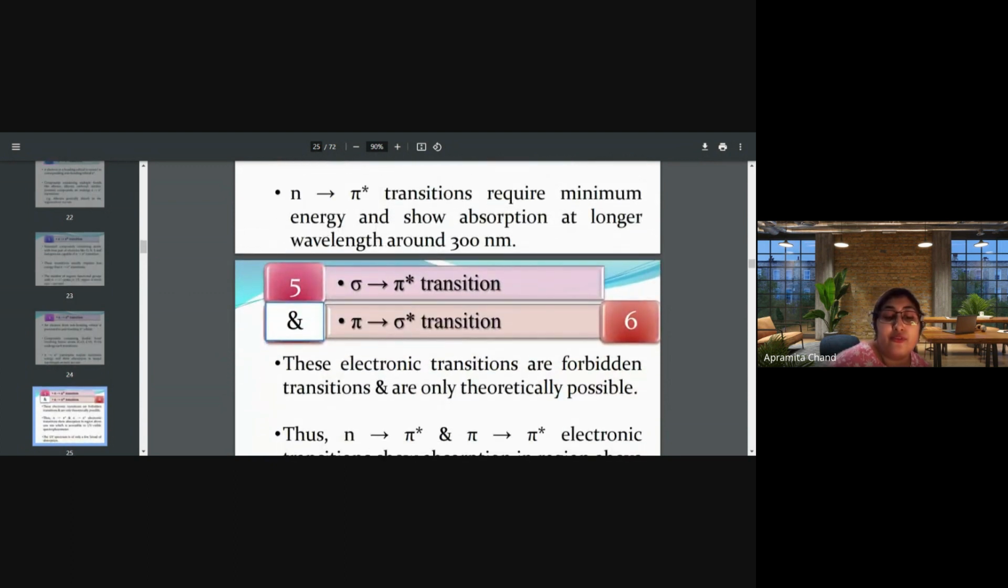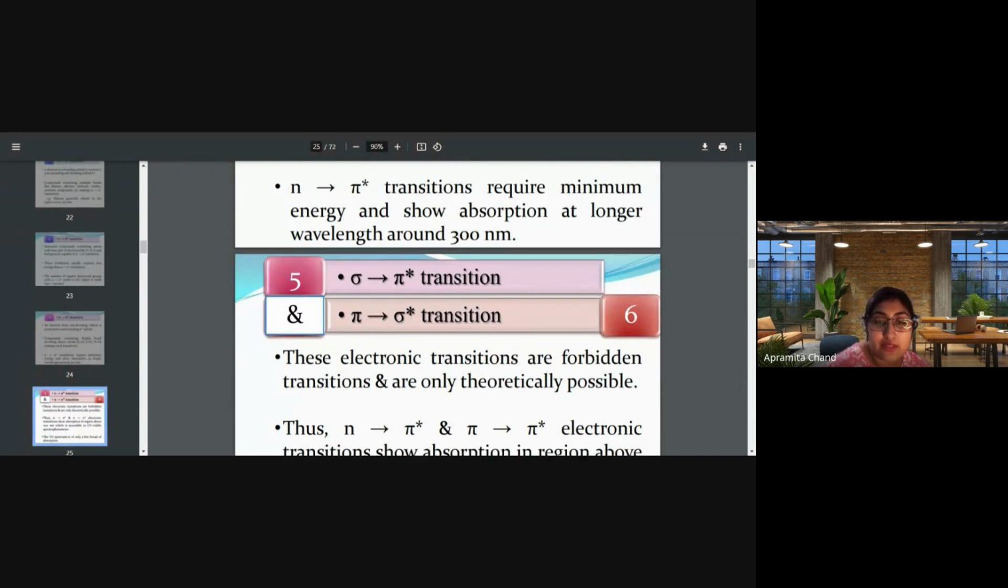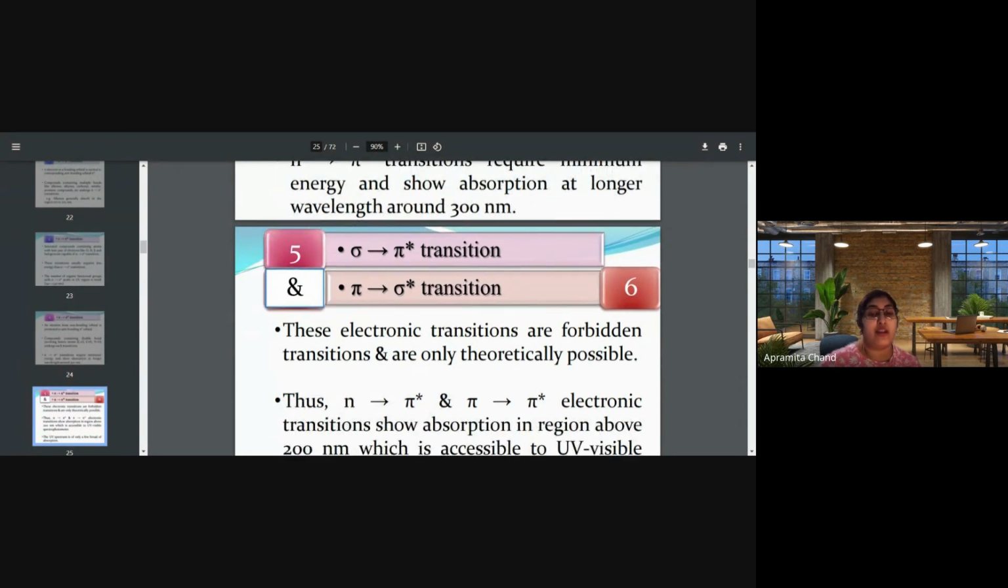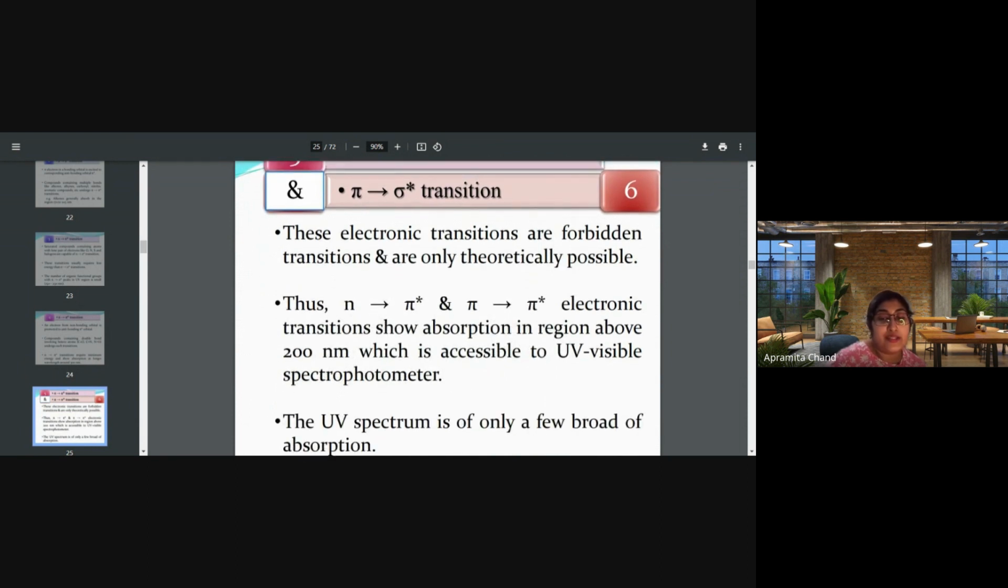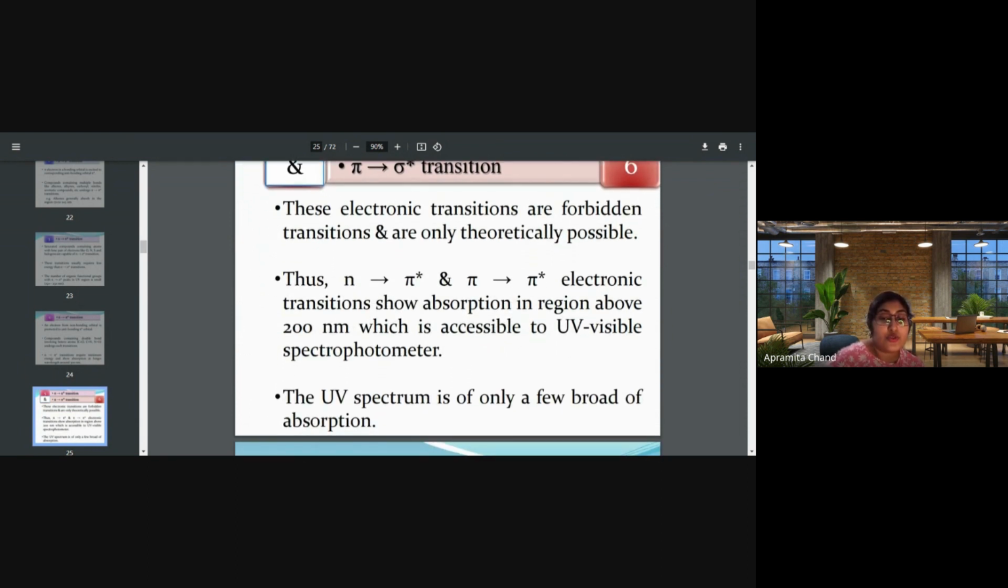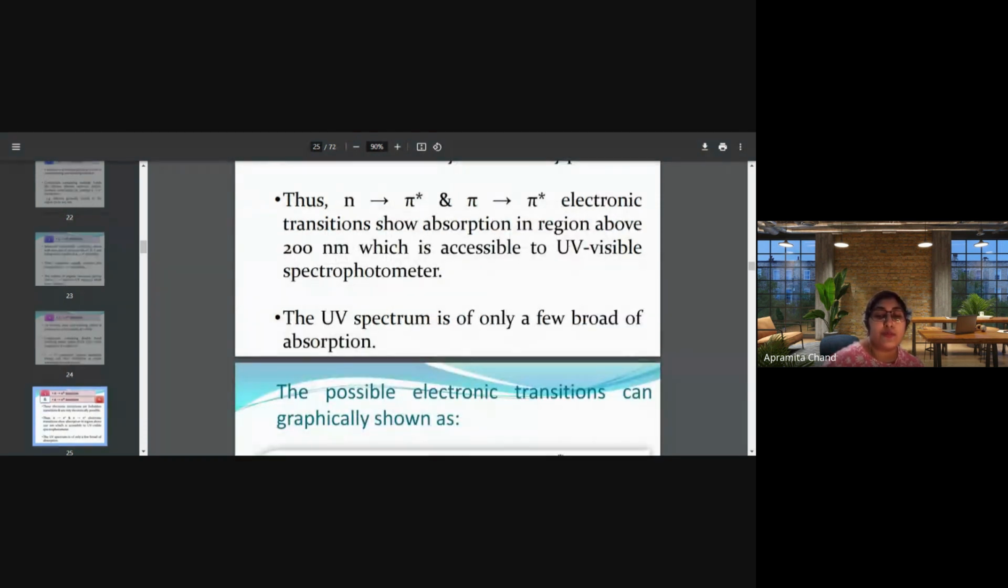Now we talked of some forbidden transitions, like sigma to pi star, pi to sigma star. These are only theoretically possible. Sigma to pi star and pi to sigma star will require a lot of energy, and so they are not favored, they are forbidden transitions. n to pi star and pi to pi star show absorption in the region above 200 nanometers. And the region above 200 nanometers is accessible to a traditional UV visible spectrophotometer.